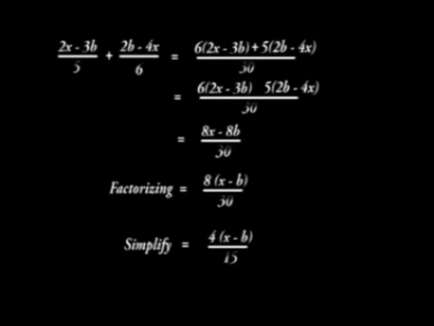What if the denominator is an algebraic expression? Well, there is no magic absolutely, and the trick is the same. For example, 3b over 2x plus 4a over 3y. The LCM of 2x and 3y is simply 6xy. Then we proceed as usual.